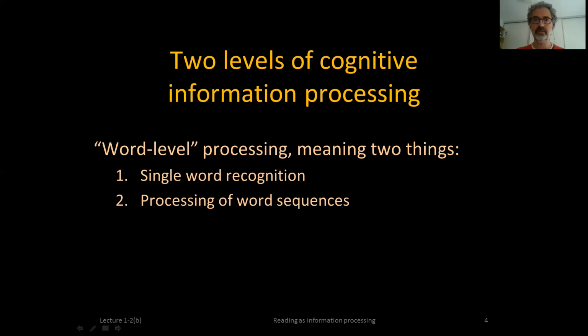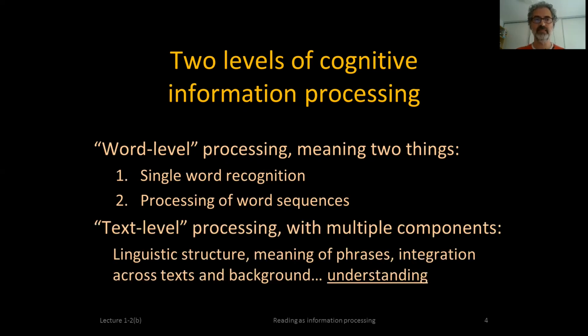In contrast to word level, we also have text level processing. And text level processing involves everything that has to do with two or more words at the same time. So that could be linguistic structure, such as syntax, meaning of entire phrases, integration of phrases across different texts and backgrounds and what you already know, and everything that has to do with understanding what you're reading.